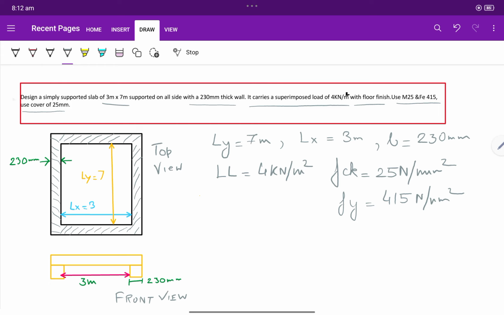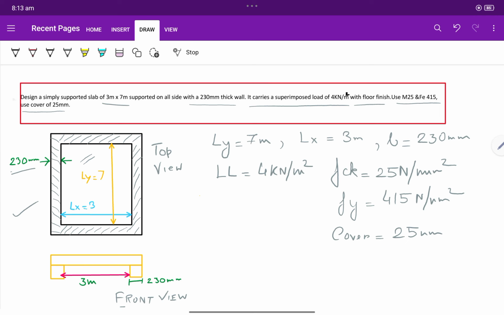and cover is given as 25 mm. Okay, so these are the given things. You can see that I have drawn a diagram also. So this is the slab. Ly is equal to 7 and Lx is equal to 3, and the support width is 230. Okay, so this is the top view of the slab.